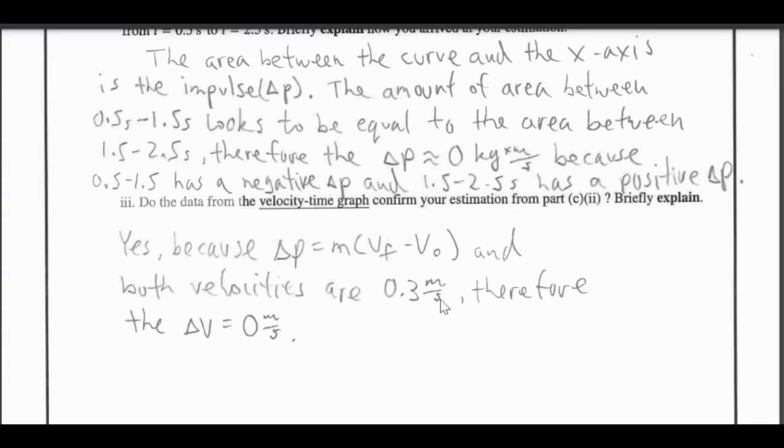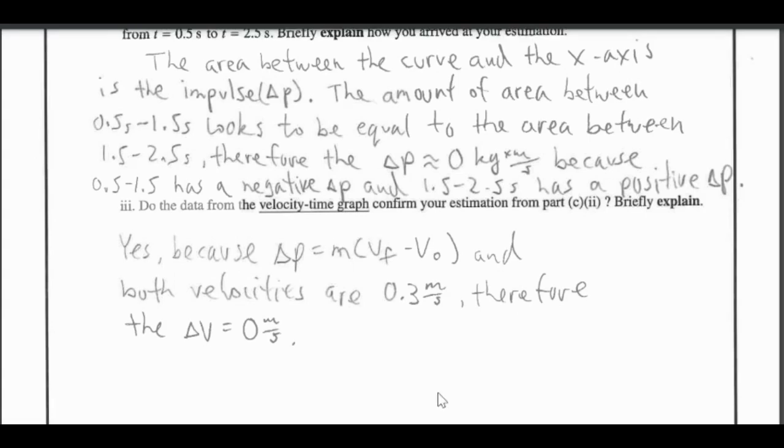And both velocities are 0.3, therefore the delta V is 0 meters per second. So maybe I need to add a little bit more there, but it did say briefly explain. And if there's no change in velocity, then there's no change in momentum in this particular case. And that does it for question number 2.